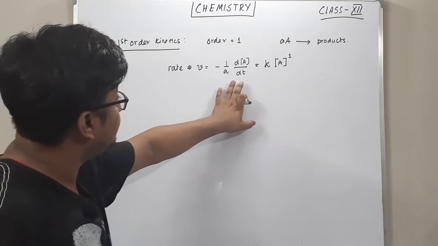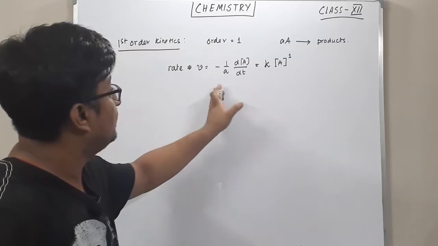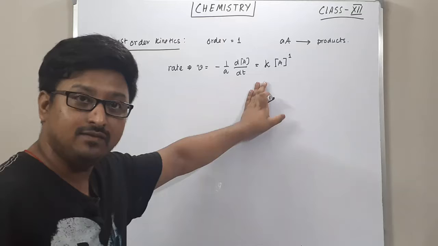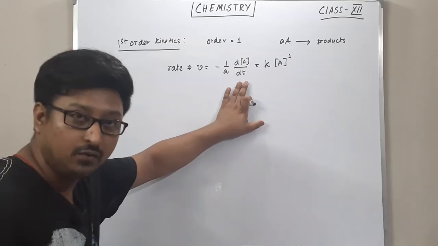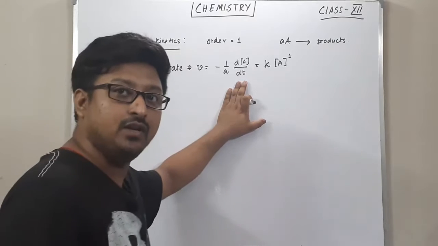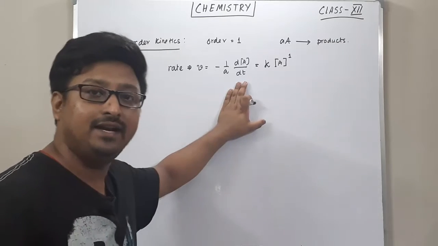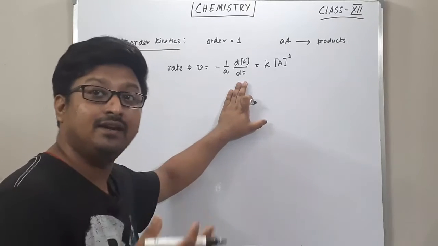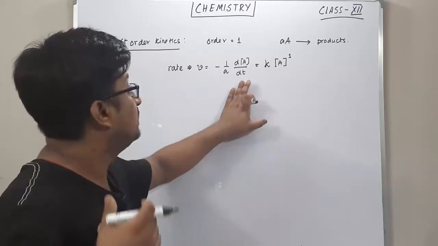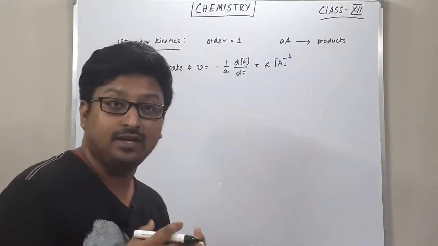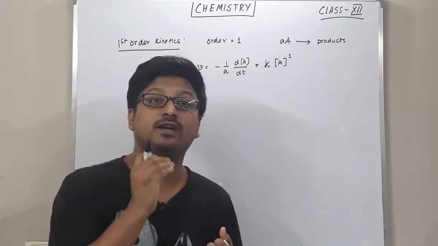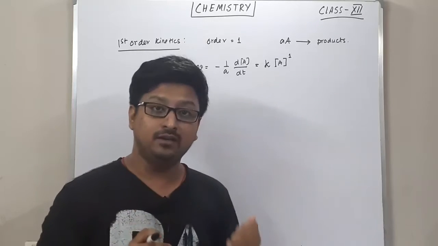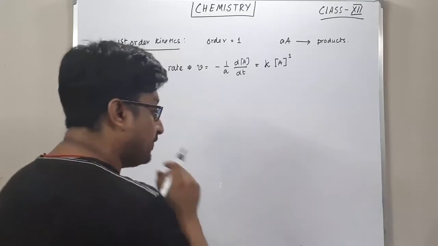This equation is very important because it basically determines the rate of the reaction. If I integrate this first order differential equation, I will end up with the integrated form of any first order reaction, and that will help me understand the kinetics of first order reactions.